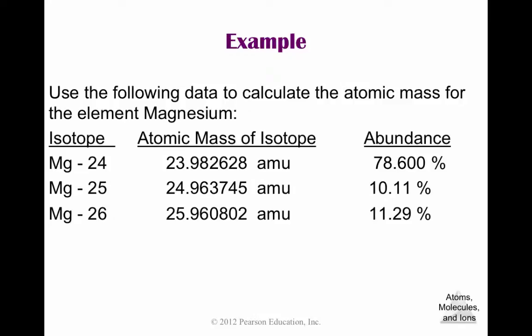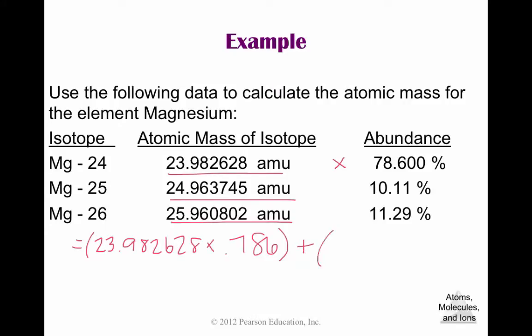This says use the following data to calculate the atomic mass for the element magnesium. So we have the isotope symbol: Mg24, Mg25, Mg26. We have the atomic mass, and we have the abundance. What we have to do is take each one of these and multiply it by the fractional abundance. So I will take 23.982628 times 0.786. Add that, and so on. Add them all together, and see what you get.